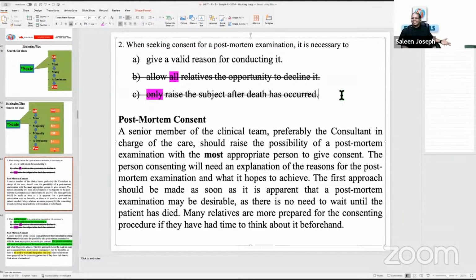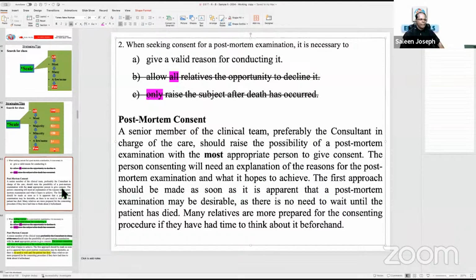Because answers are there. Even otherwise, from your common sense, you know, when seeking consent for a post-mortem examination, allow all relatives the opportunity to decline it. Means some relatives will be in the UK, some in Punjab, some in Pakistan, some in Haryana, some in New Zealand, some in Ireland, some in America. Before post-mortem, you have to get the consent from everybody. Is that cool? All relatives. From a general sense, it's impossible. And only raise the subject after death has occurred. No, when there is organ donation and other aspects, consent has to be obtained even before death. When the death almost is sure, you can get the consent that is given here.